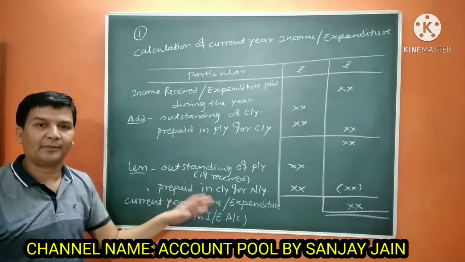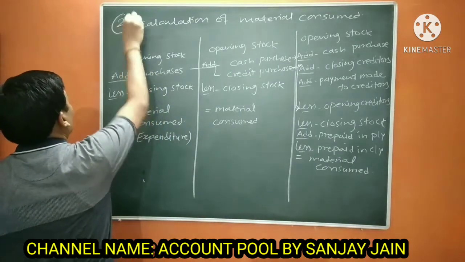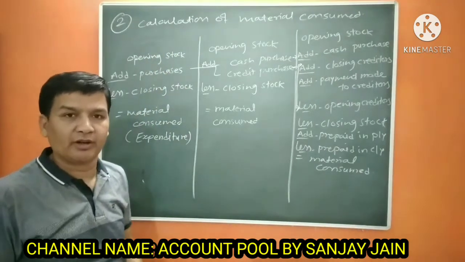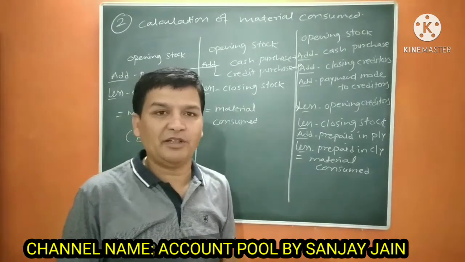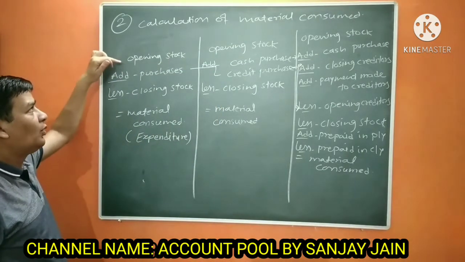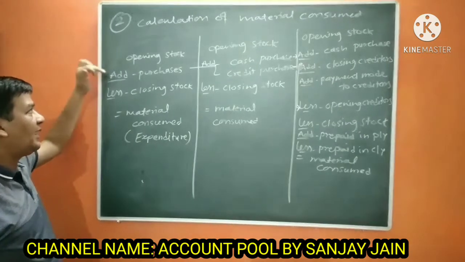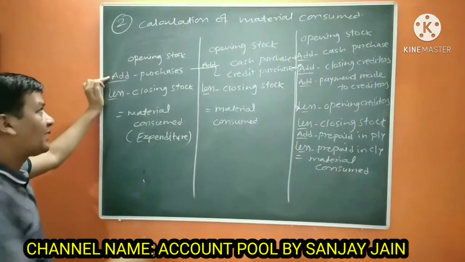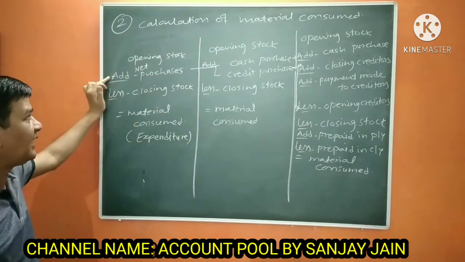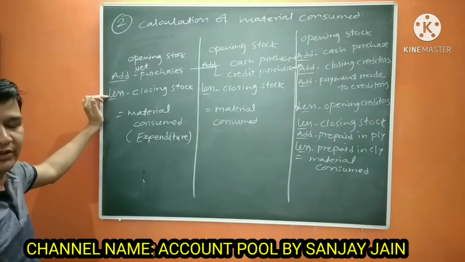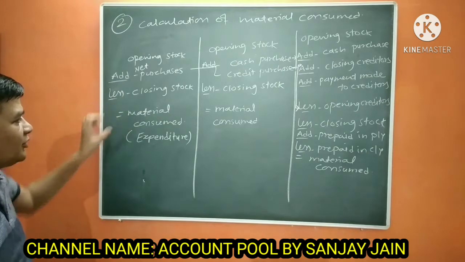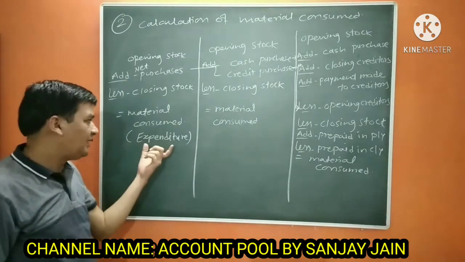Now we move to the second part. This is our second concept. Now we are going to calculate the material consumed. Material consumed is an expenditure for us. How we are going to calculate the material consumed is: opening stock of any material, to which we add the purchases. These are the net purchases. You should keep in mind these are the net purchases, less closing stock. If we go through this process, we will get the material consumed during the year, and it is our expenditure.